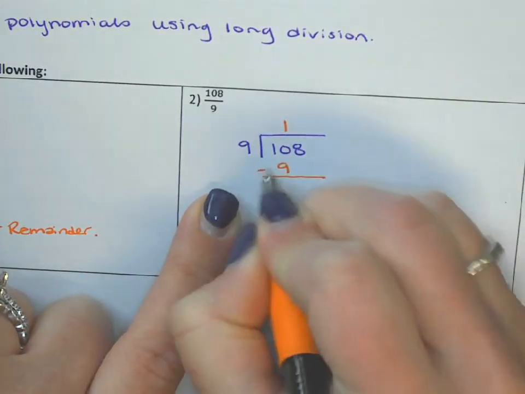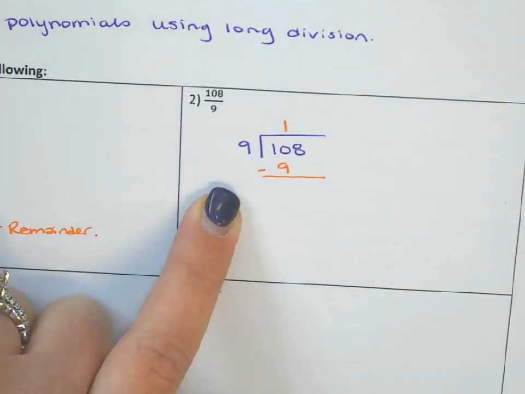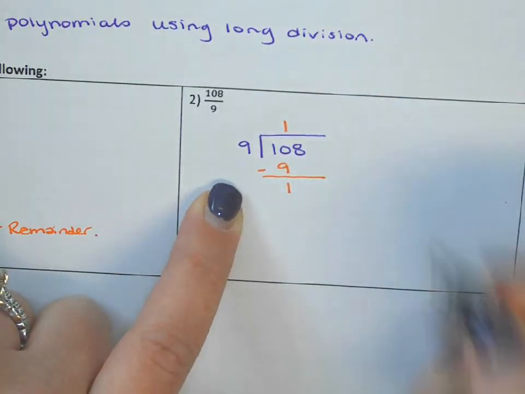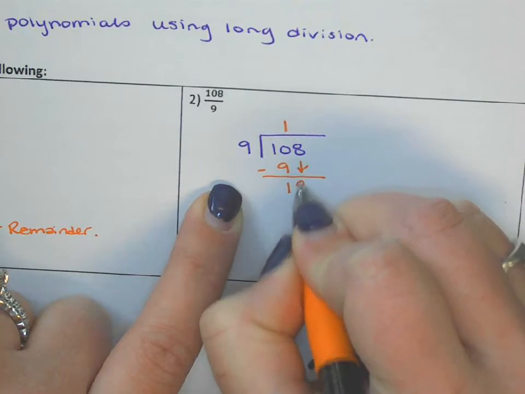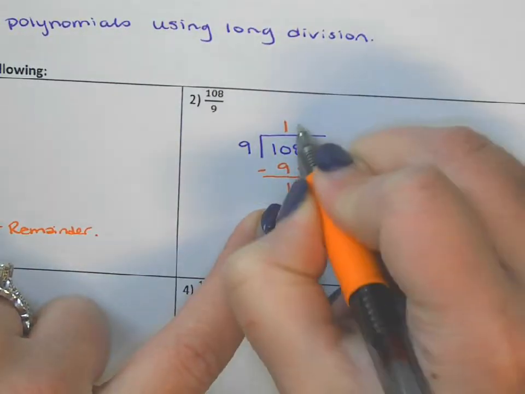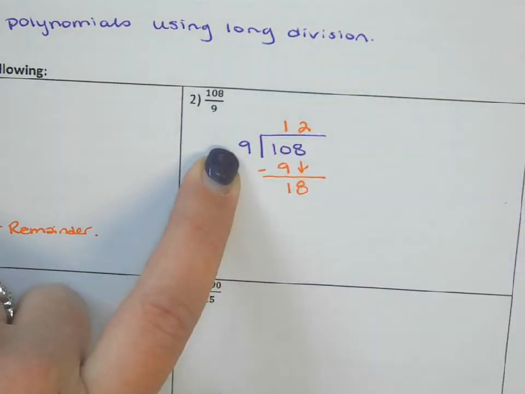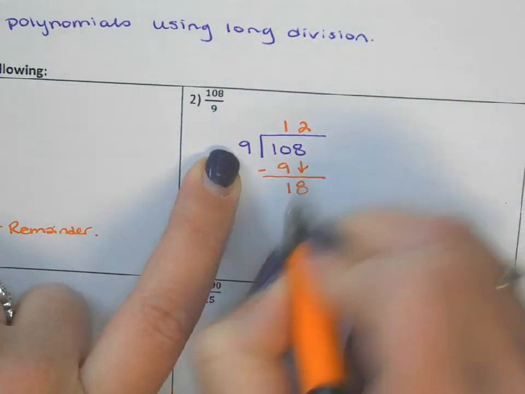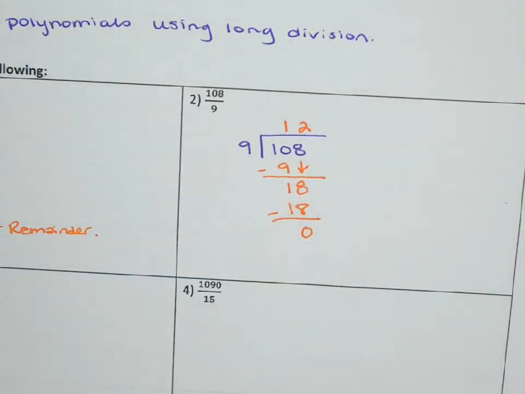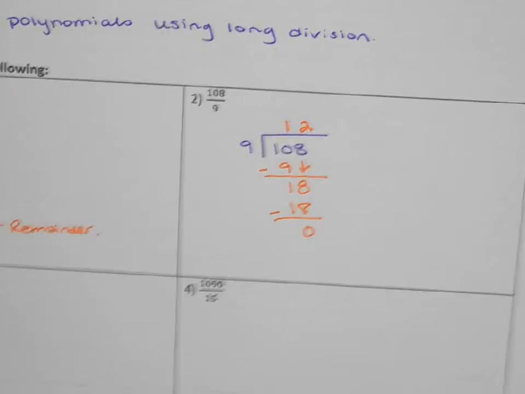We subtract. What's 10 minus 9? 1. Does 9 go into 1? No. So we have to bring down that 8. Does 9 go into 18? Twice. What is 9 times 2? 18. I subtract. This time I'm left with 0. There's no remainder. So far, so good? Let's try the next one.